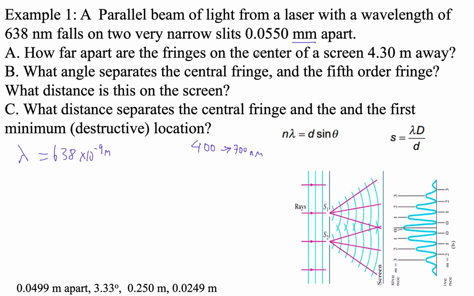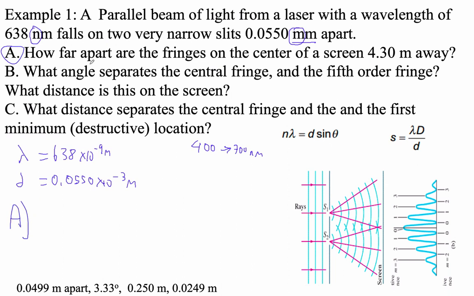0.0550 millimeters apart, right? So d is 0.0550 times 10 to the minus 3rd meters, right? So if you see, nano just means 10 to the minus 9th. Milli means 10 to the minus 3rd, right? There's all kinds of other prefixes, and they are in your data packet, right? So let's solve A.